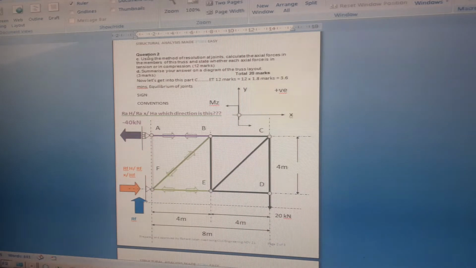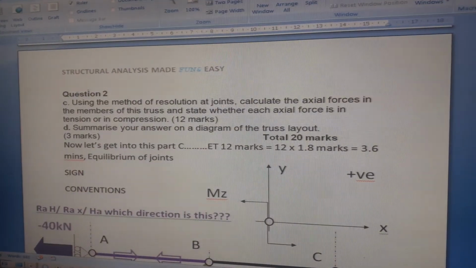So this is now part C. I'll just zoom in so you can see. Question 2, part C, advancing on to D. Using the method of resolution at joints, also known as equilibrium of joints, calculate the axial forces in the members of this truss and state whether each axial force is in tension or in compression. It should really say state whether each axial force is tension or compression. It's not the member that's in compression or in tension, but the force itself is either tension or compression.